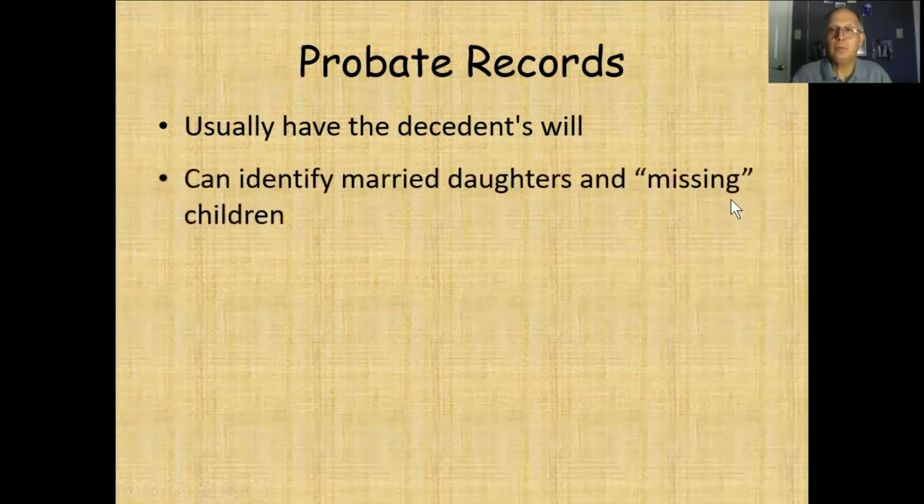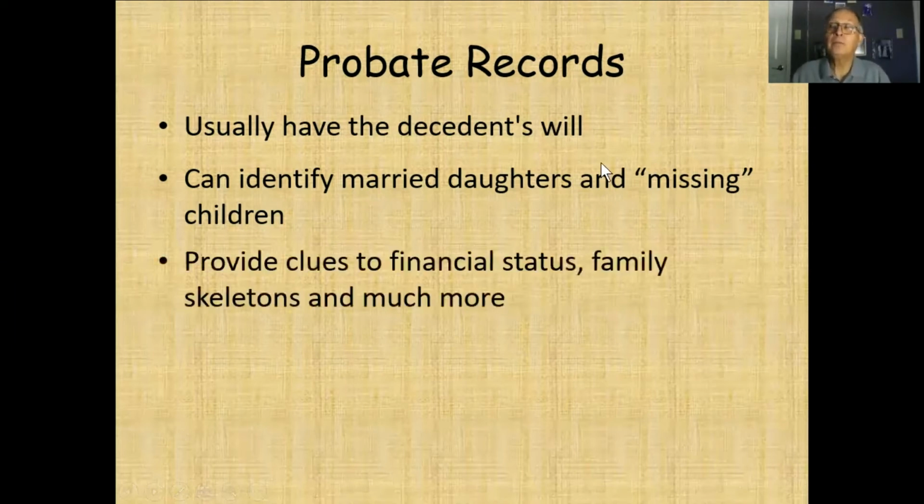Again, you can identify married daughters and missing children because they will be named as heirs, and their last names will usually be their married names. Actually, one probate file that I went through had a list of where telegrams were sent to notify the children of the decedent's passing. And so I knew the places in Wisconsin where all of these people were living. And if I hadn't found them independently of that, I would have known from that.